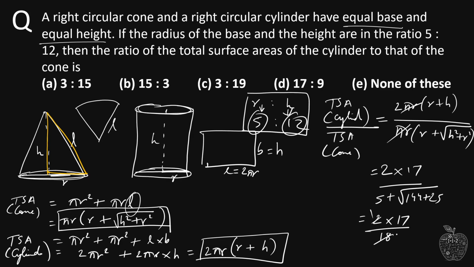Now 2 ones are 2, 2 nines are 18. So we have our answer: the total surface area of the cylinder is to the total surface area of the cone as 17 is to 9. And this is our required answer. So here option D is the correct one.